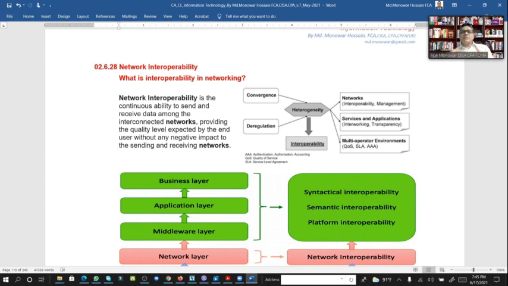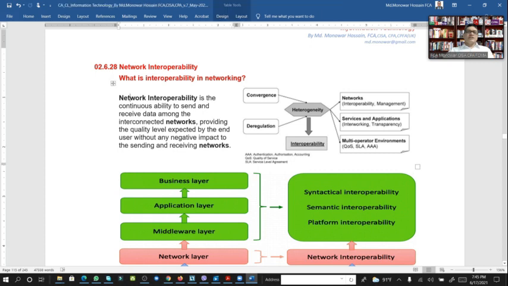So interoperability is the continuous ability to send and receive data among interconnected networks, providing the quality level expected by the end user without any negative impact to the sending and receiving networks. Interoperability is a vital thing, and the Bangladesh government and the central bank are also working on it, to bring all networks within an interoperability network by December.